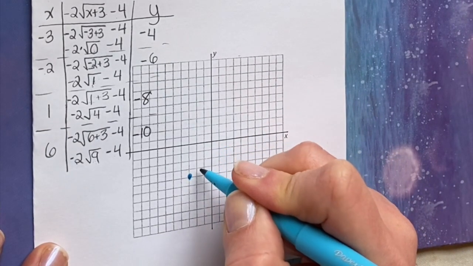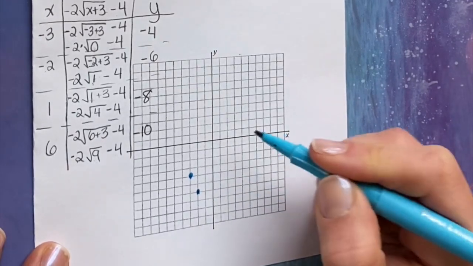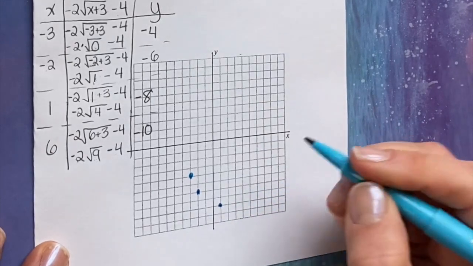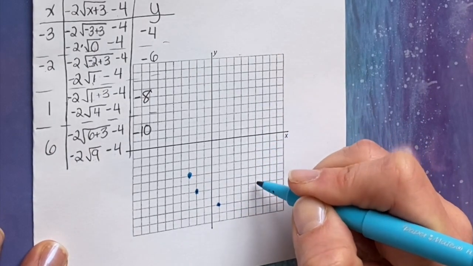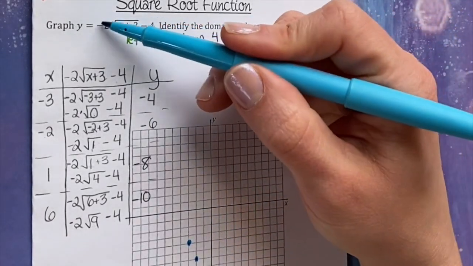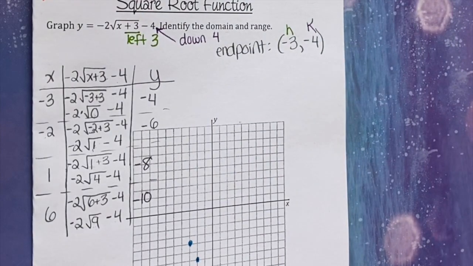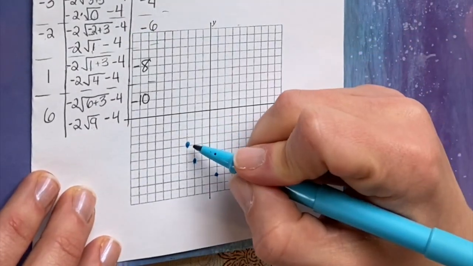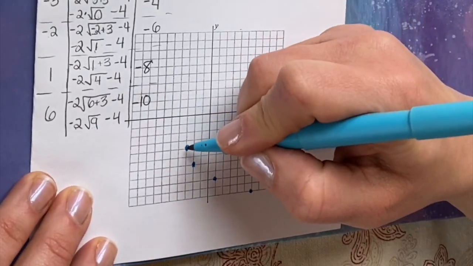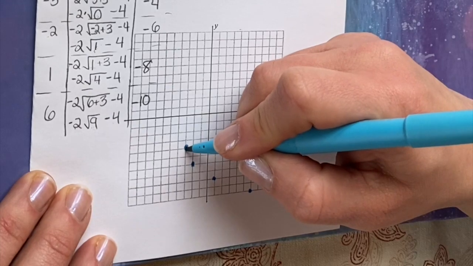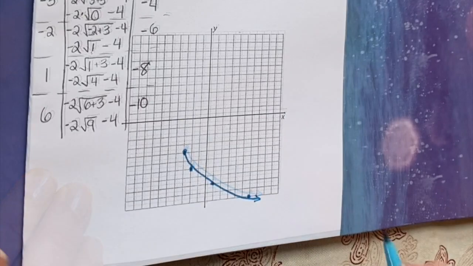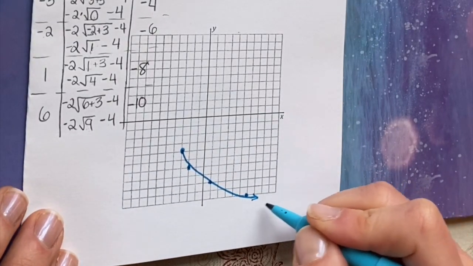Okay, negative 2, negative 6, 1, negative 8, 6, negative 10. So again, this is going down because of this negative. It is a reflection. Remember, this is your endpoint. We are not going past your endpoint. Please do not draw an arrow in this direction. We are going to connect these points going down, and it's going to continue down forever in this direction.